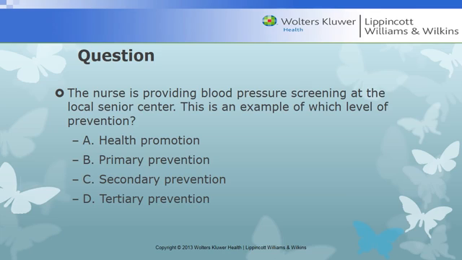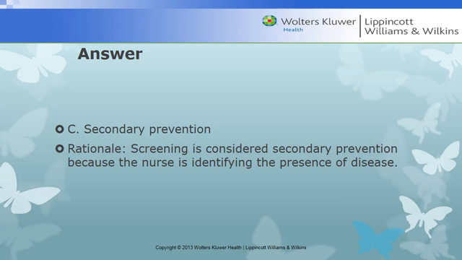Question number 3. The nurse is providing blood pressure screening at the local senior center. This is an example of which level of prevention? A. Health promotion, B. Primary prevention, C. Secondary prevention, or D. Tertiary prevention. The answer is C. Secondary prevention. Screening is considered secondary prevention because the nurse is identifying the presence of a disease.